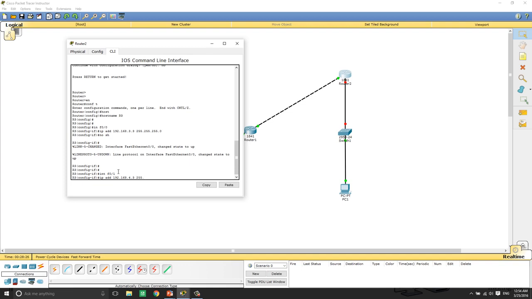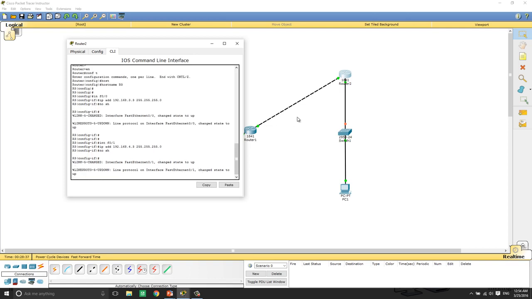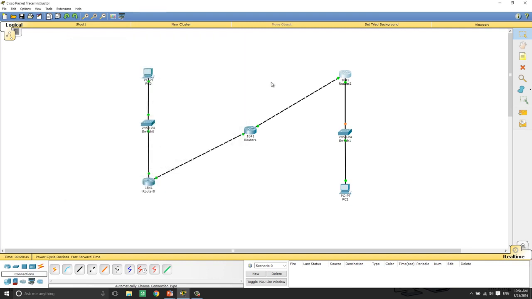So again, 192.168.4.3, this interface. So this interface is 4.3. I'm going to give 255.255.255.0, no shut. This interface has come up, and because this is a switch, they will automatically start communicating, right? So I think we are good everywhere, right?